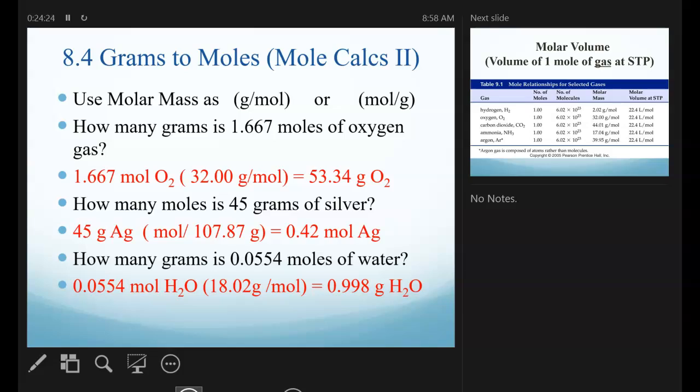Oxygen plus 2 hydrogen. Okay, before we move on, we're going to do a little bit of practice finding molar masses. All right, so we're going to stop.